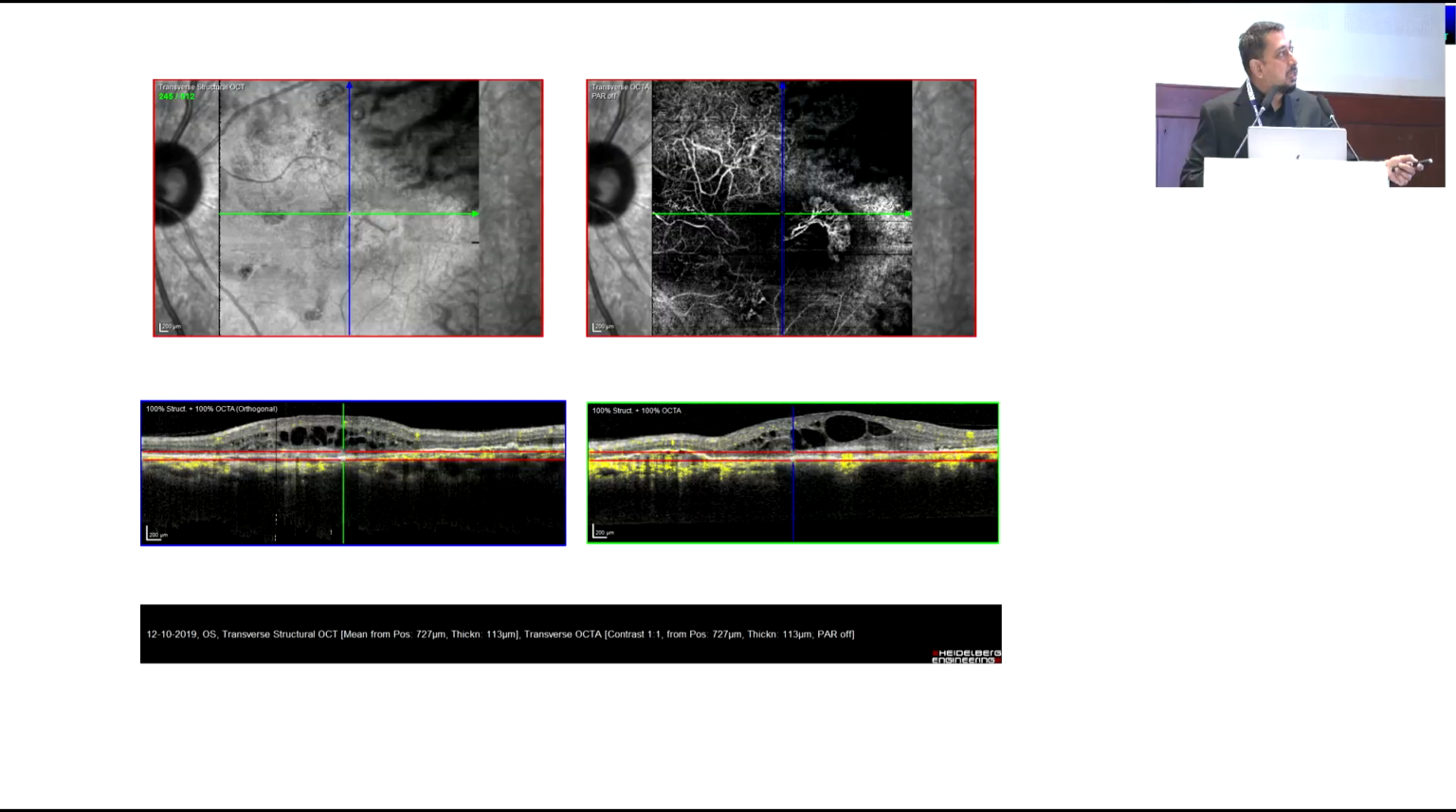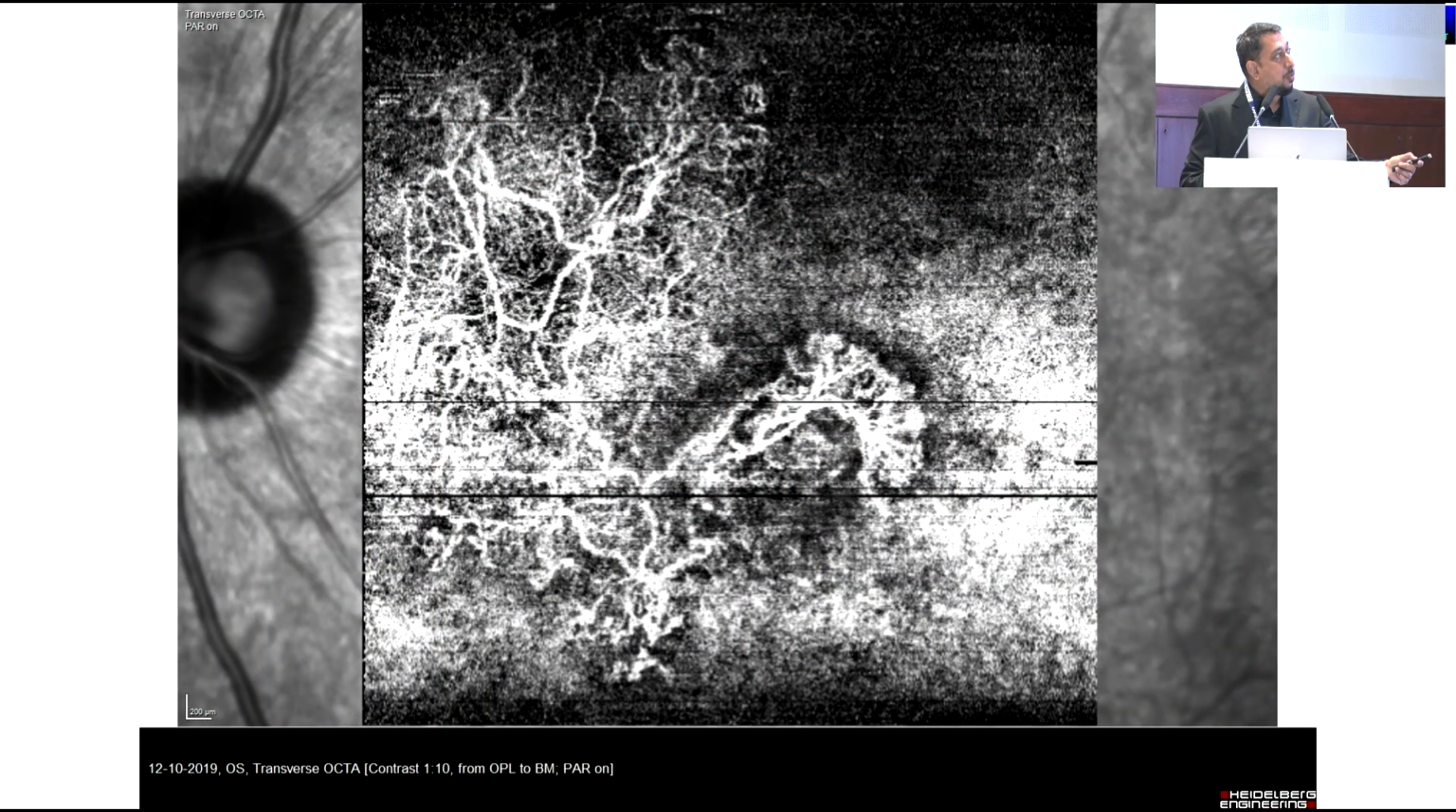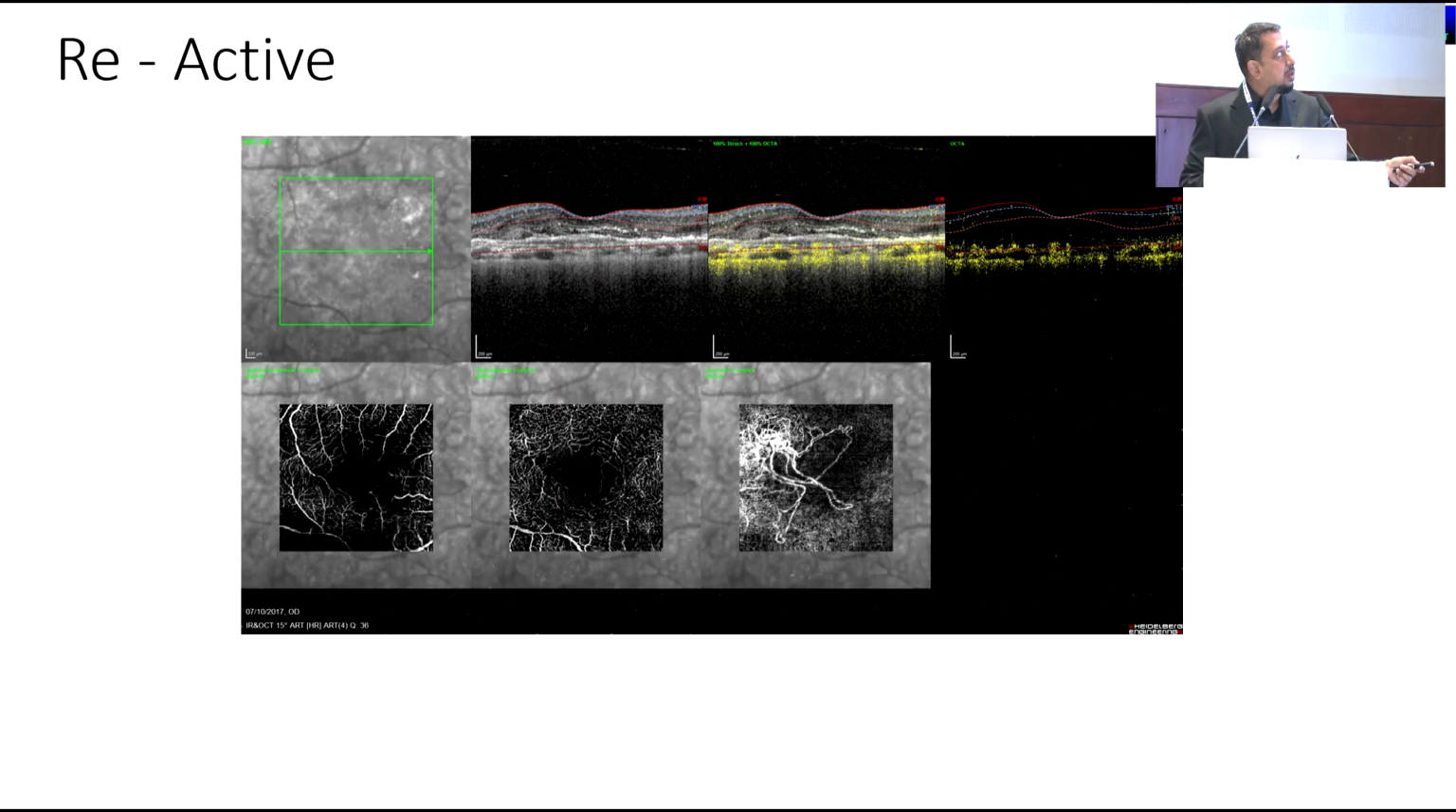So again, the same thing, I'm not staying on this for more than that. Again, a beautiful picture of a recurrent CNVM at the edge. This is the edge. You see a small fibrillary and the anastomotic channel around it.